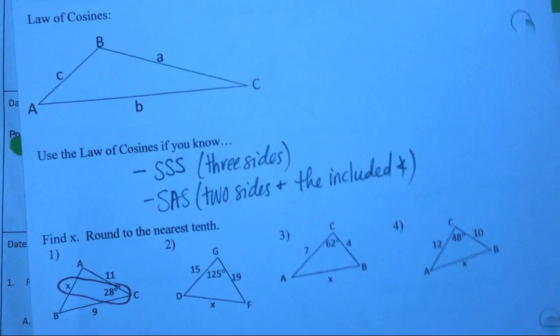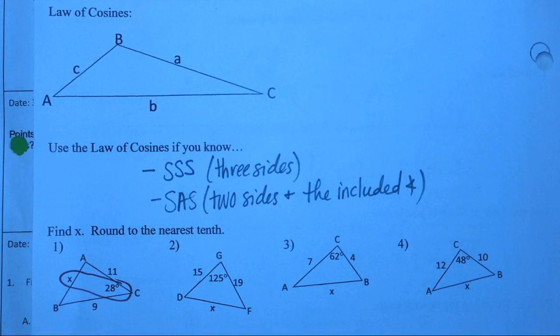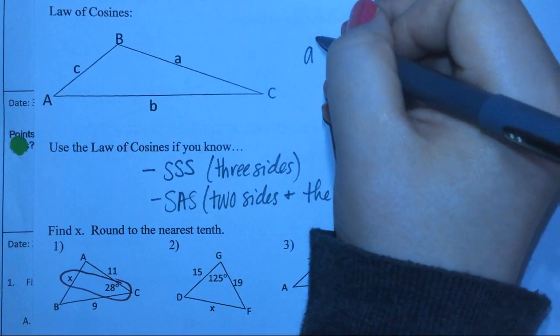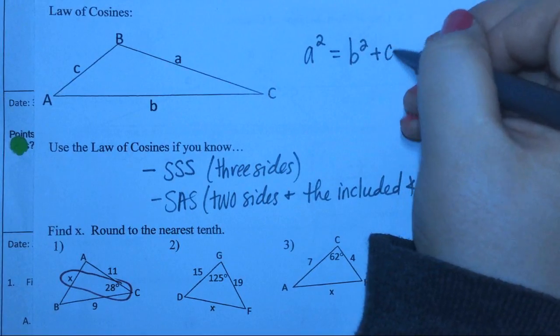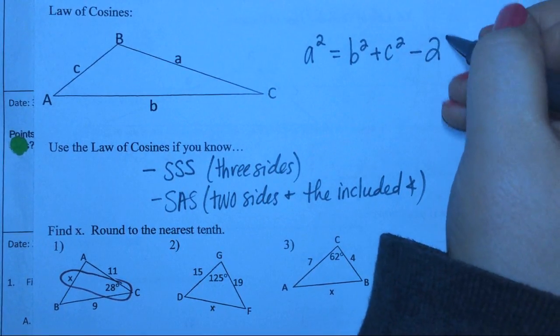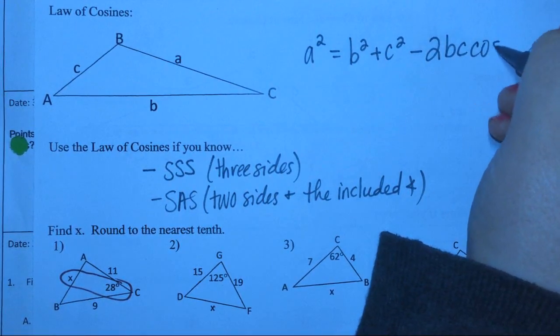Okay, so there are three versions to this bad boy, which you will learn about in Algebra 2 of the trig. But for me, we're only going to do one version. It's a squared equals b squared plus c squared minus 2bc cosine of a.